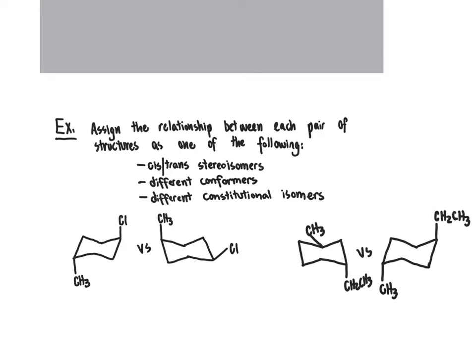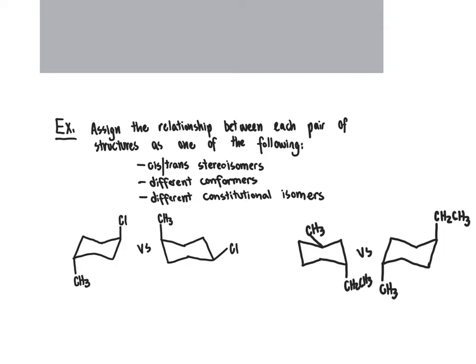determine first and foremost that the two structures are not different constitutional isomers. A common mistake that people make is when they're hurrying through this, they don't even look for the possibility that they are different constitutional isomers. Instead, they just look at the stereochemistry aspects to start with. And if two molecules are different constitutional isomers, then stereoisomerism is a moot point. Different constitutional isomers cannot be stereoisomers of one another. They have to be one or the other.